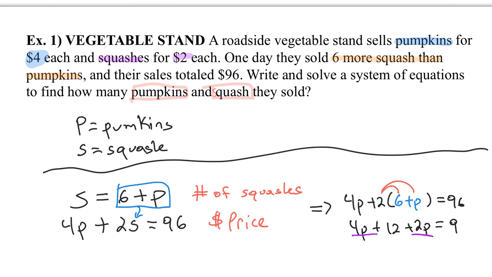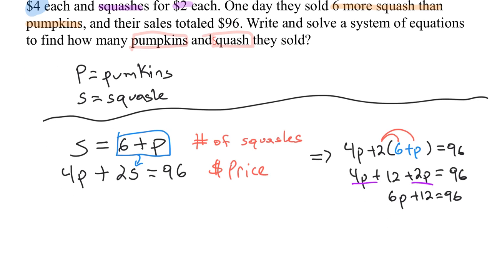Oops, I forgot the 96 on this side. So 4p plus 2p, that's 6p plus 12. And you guys keep going. So you guys solve, subtract the 12 from both sides. And we get 84. So p is 14. So that is pumpkins, p.